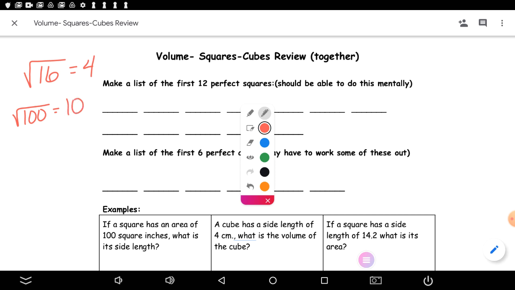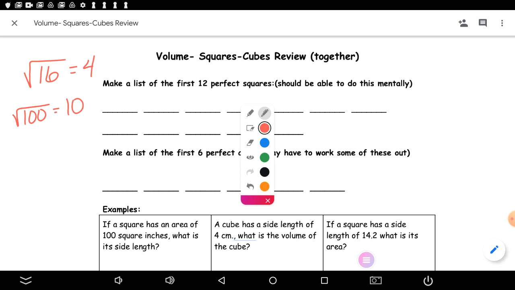Because 10 times 10 is 100. Okay? So, square root is just the opposite of squaring something. So if I square a number and then square root that answer, I would always come back to where I started. Okay? So in a nutshell, that's a perfect square.